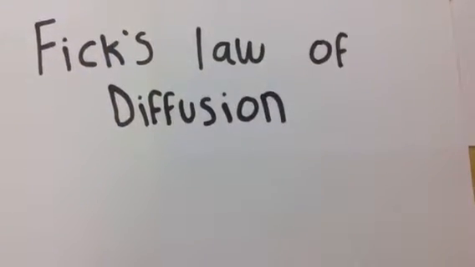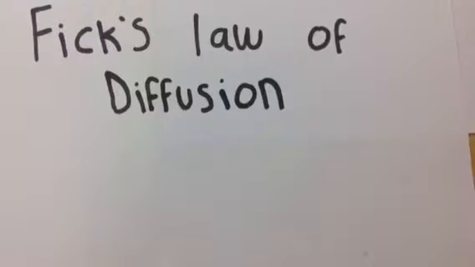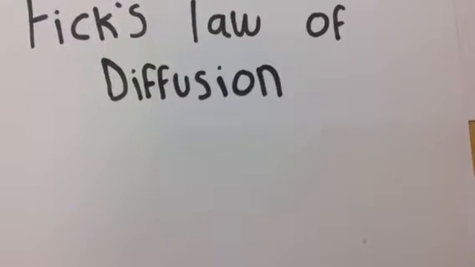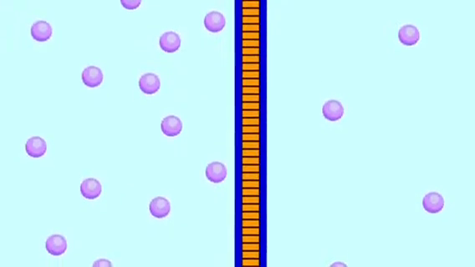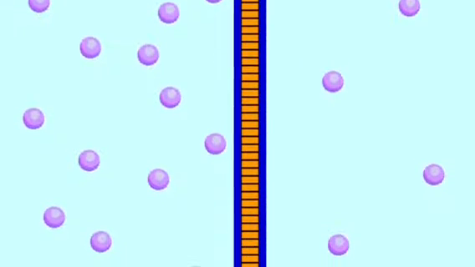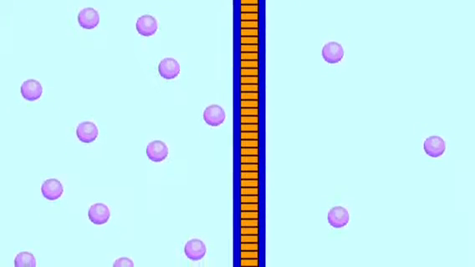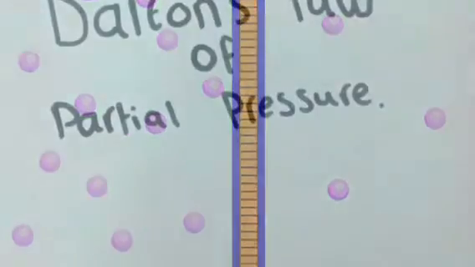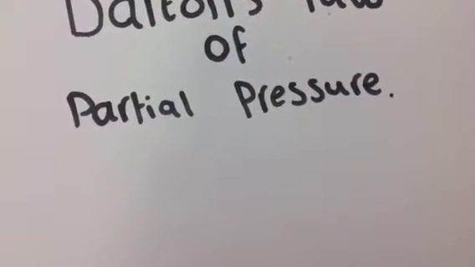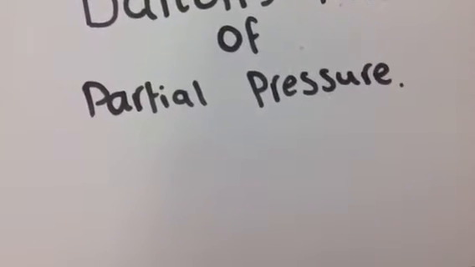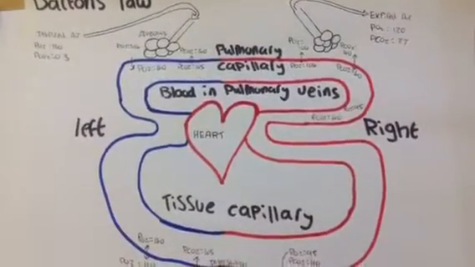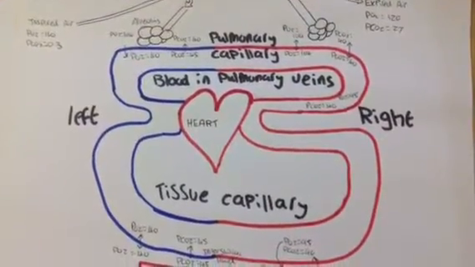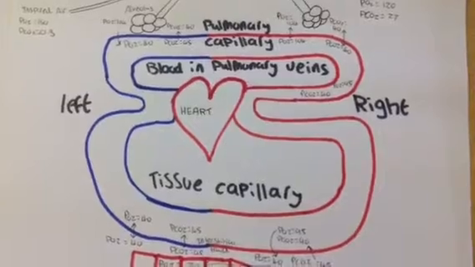Fick's law of diffusion states that a gas diffuses through a sheet of tissue directly proportional to the tissue area, a diffusion constant, and the pressure differential of the gas on each side of the membrane, and inversely proportional to the tissue thickness. Dalton's law of partial pressure is where the partial pressure of a mixture of gases is the sum of the pressure exerted by each individual gas of the mixture. Additionally, the partial pressure of each gas is directly proportional to the percentage of the gas in the mixture.